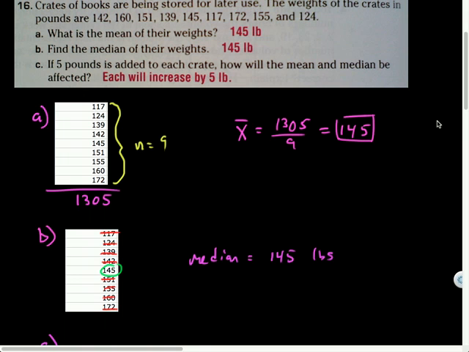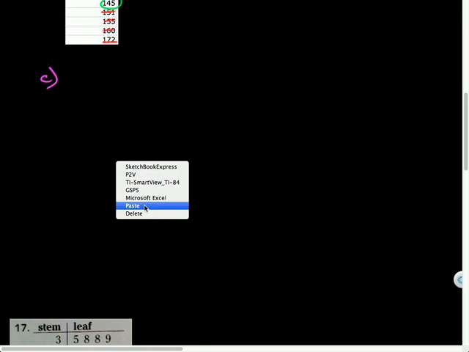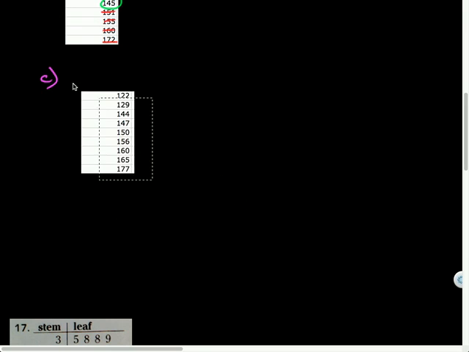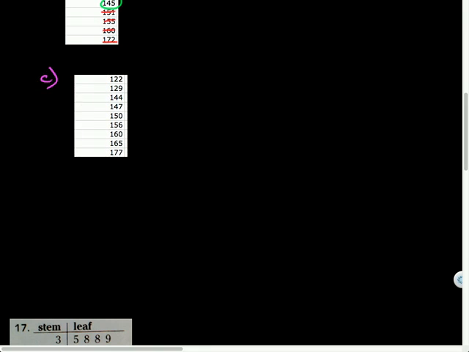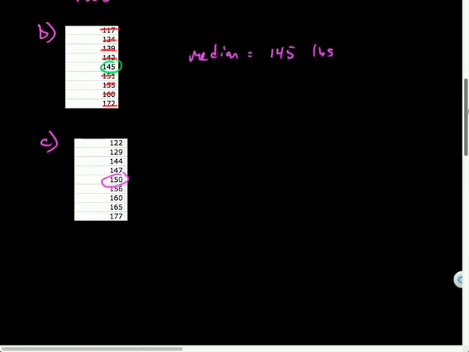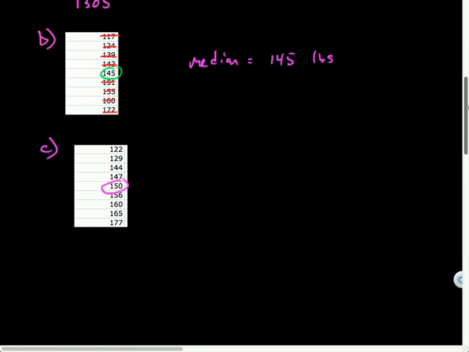And then for the median, if this is my new list, well, the middle number, all of the numbers in order are still the same, and the middle number is also the same number, and they're all just 5 more, so the median is also 5 more. So each increases by 5.